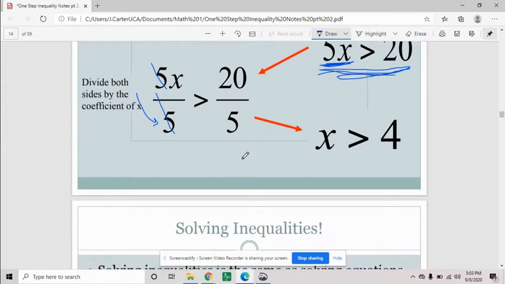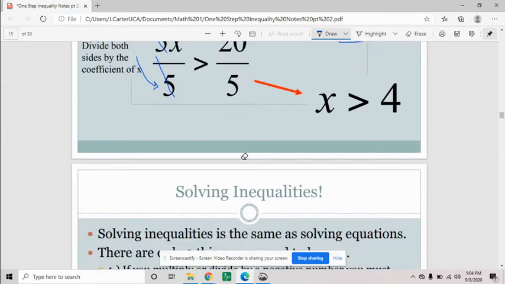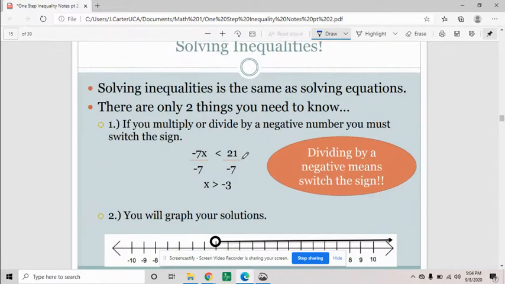So that was some of the stuff that you guys did yesterday. You're just doing the inverse operation of what you see. So now something new that I want to show you guys. If your inequality is being multiplied or divided by a negative number, see right here, dividing by a negative number, then you have to switch the sign in the middle.